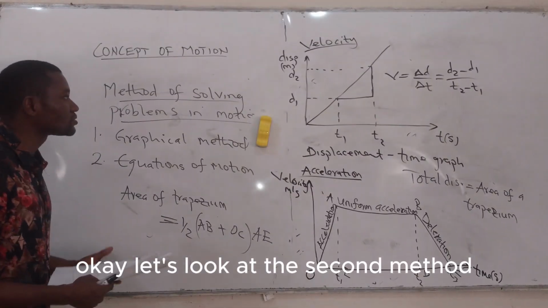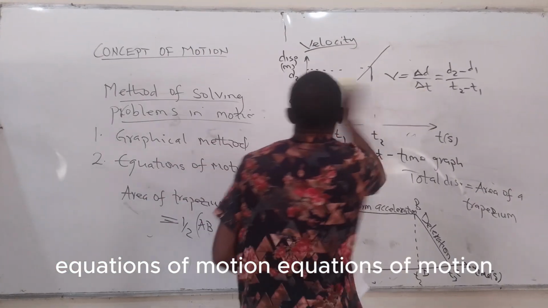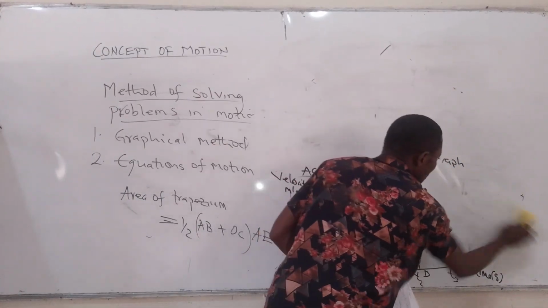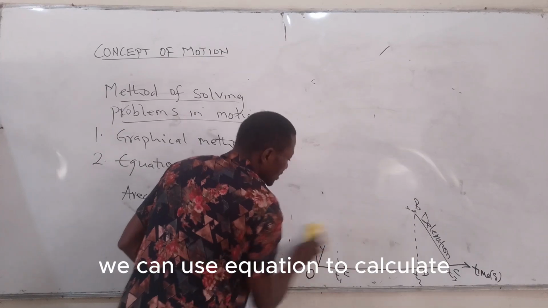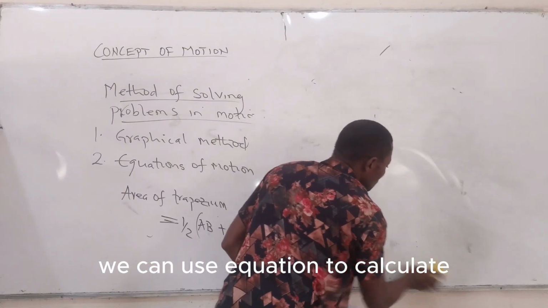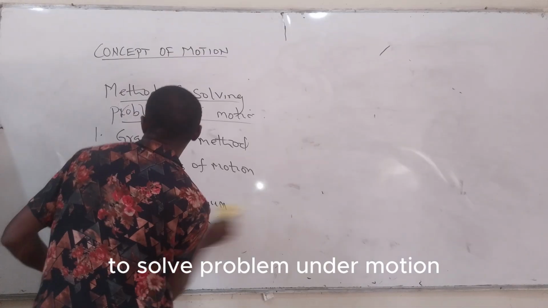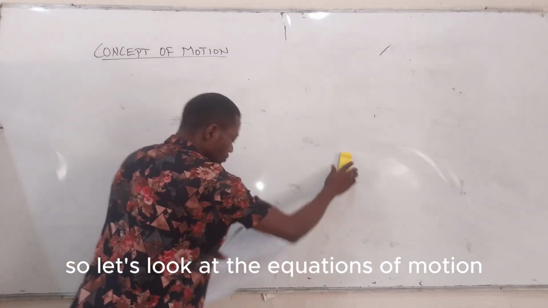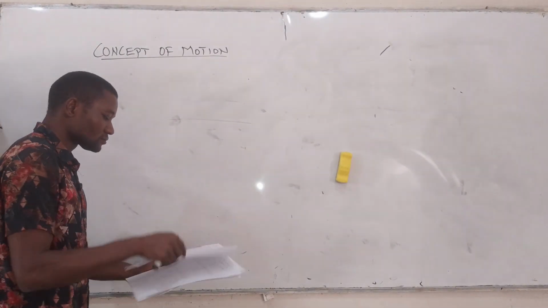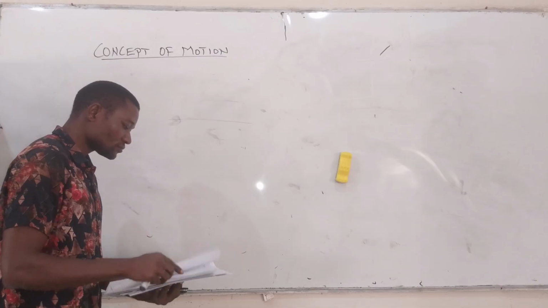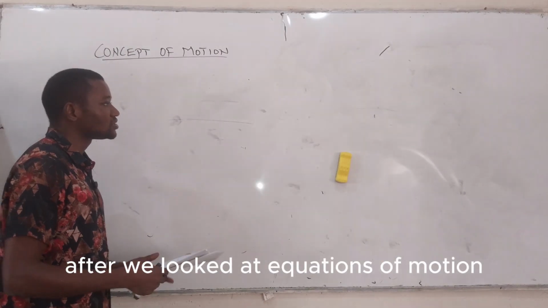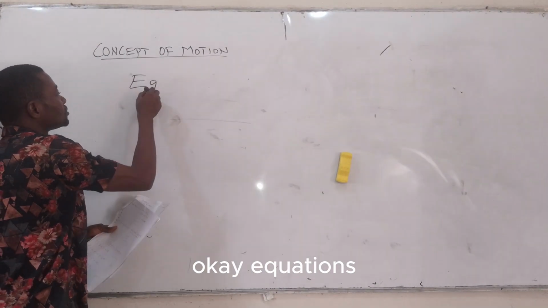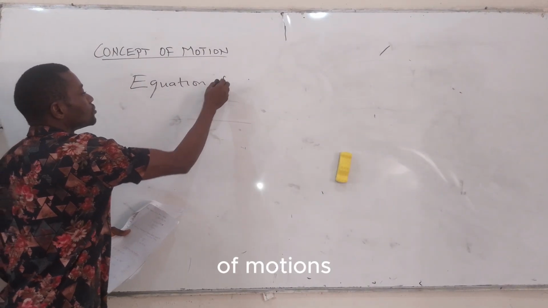Okay, let's look at the second method, equations of motion. That is the next thing we are looking at. We can use equations to solve problems under motion. So let's look at the equations of motion. After we look at the equations of motion, then we solve one or two examples.